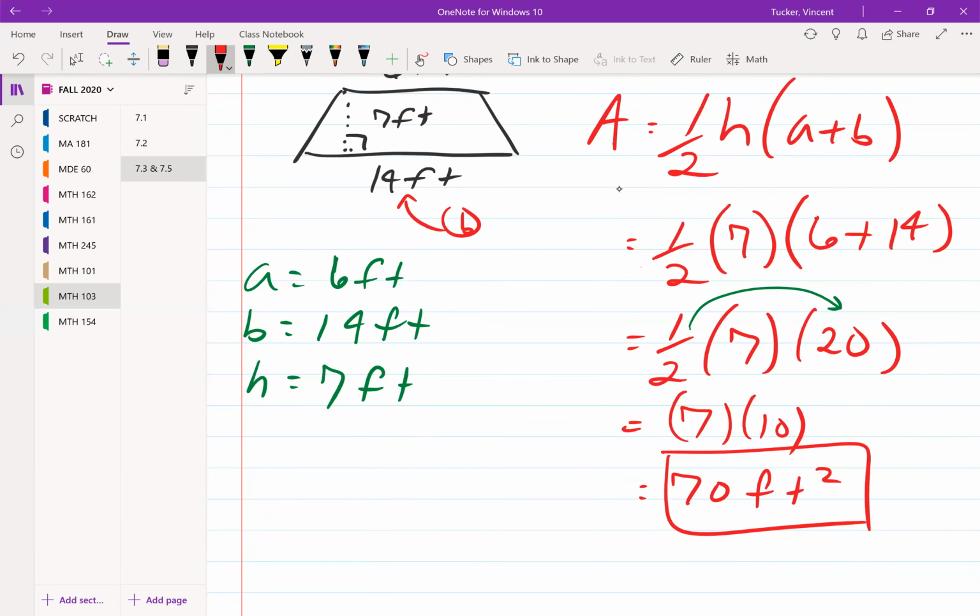So back to the multiplication. Multiplication is commutative, so it doesn't matter what order you multiply the 1/2, the 7, and the 20 in. You'll still get the same answer. Once again, when calculating the area and volume, we'll do some volume in a second, it's just important that you make sure you use the correct formula that applies to the shape that you're dealing with.